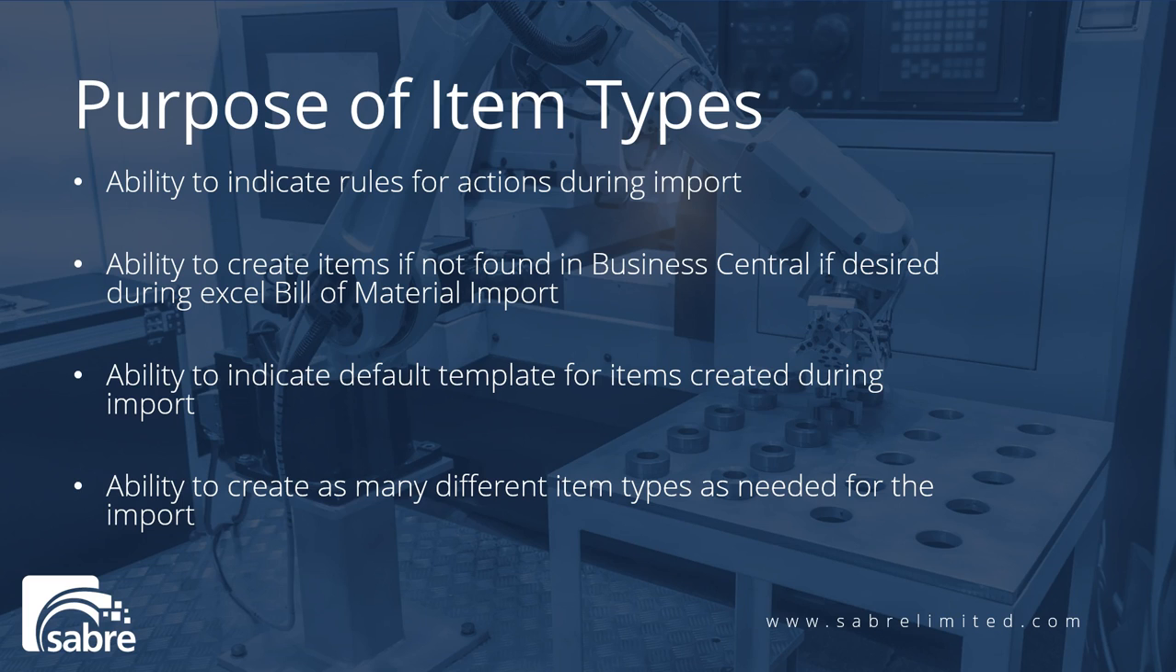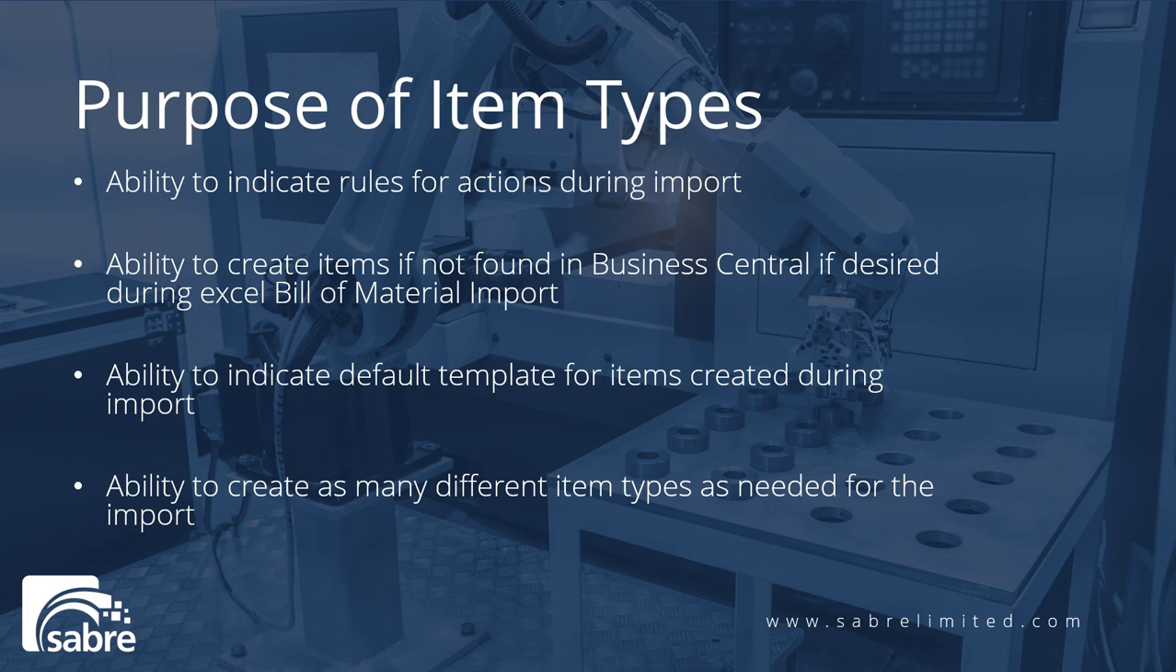So during that import process, we wanted to give the ability to indicate rules for those actions. One of the things that we've identified is, do we want to have the item created if it doesn't exist, or would you want the system to give you an error that indicates that that item doesn't exist, have the user stop, and then go manually create the item number if that's the desired approach. If they've decided that they do want the system to automatically create an item number for them, then we've given the ability to set up defaults for these items that are going to be created.